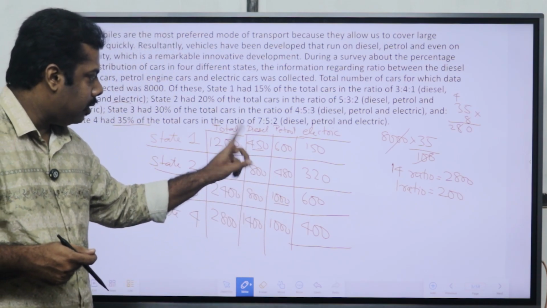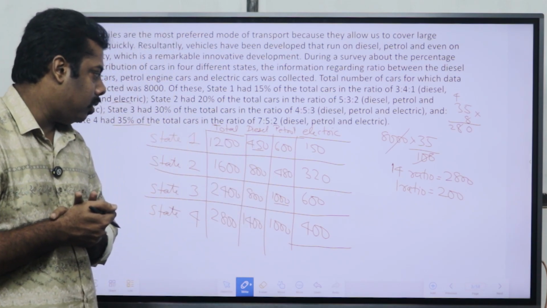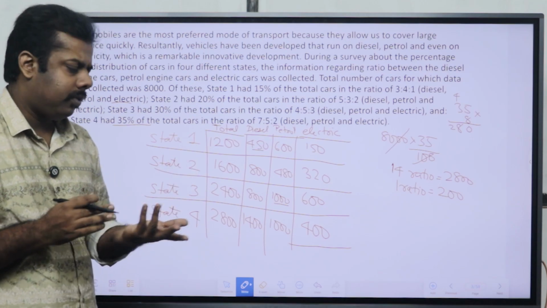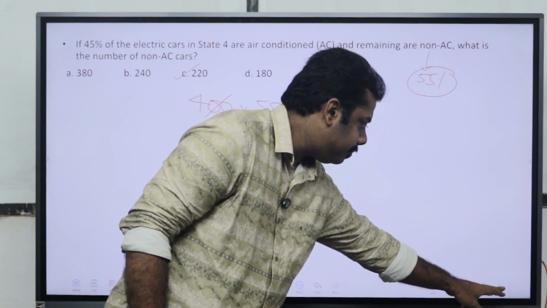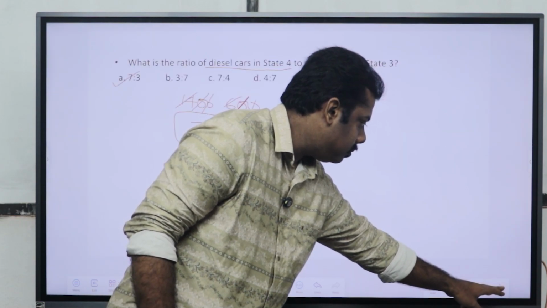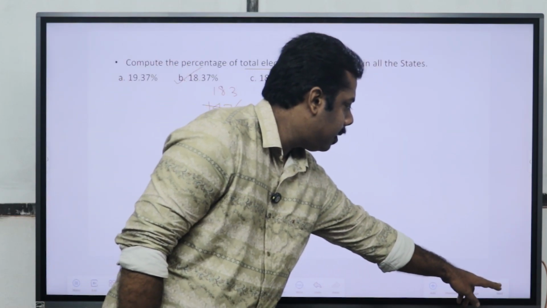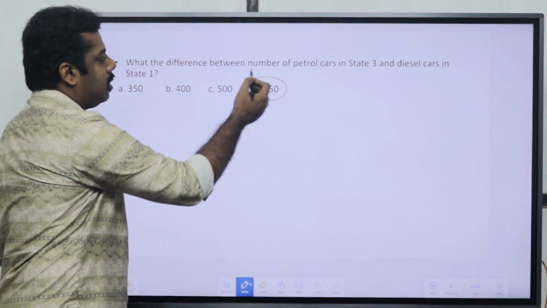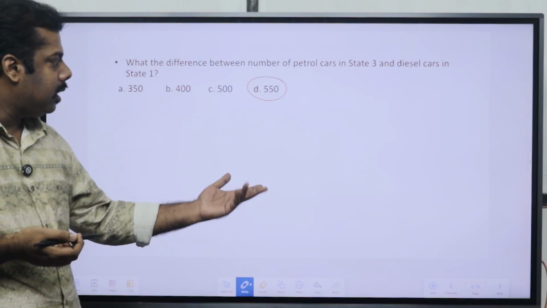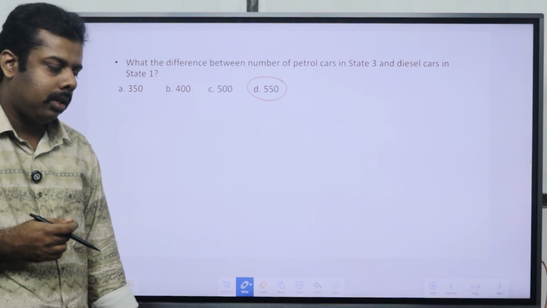So 1000 and 450, it is going to give us a difference of 550. So easy question. Now just looking for the option here. Okay, so 550 is there in the option. We can easily get the answer here as well.